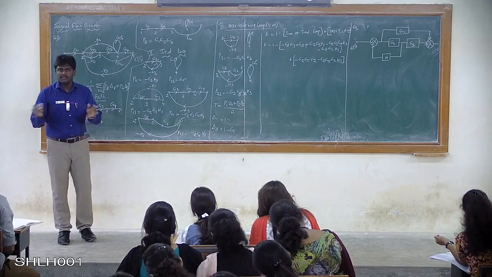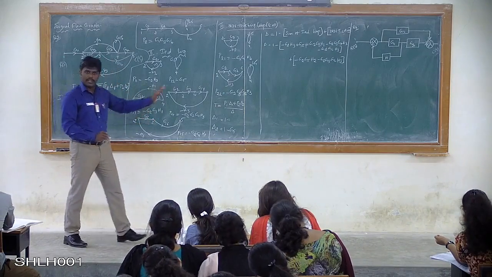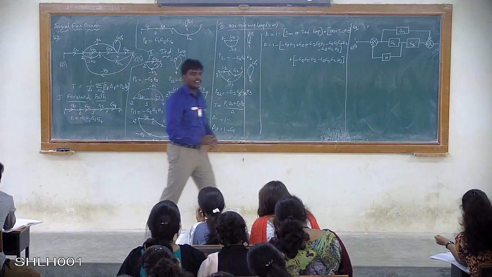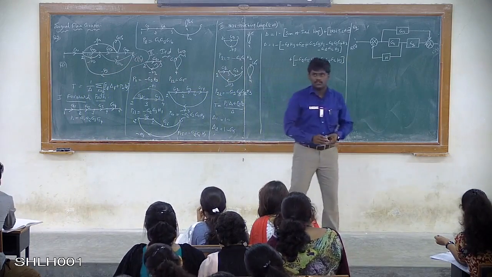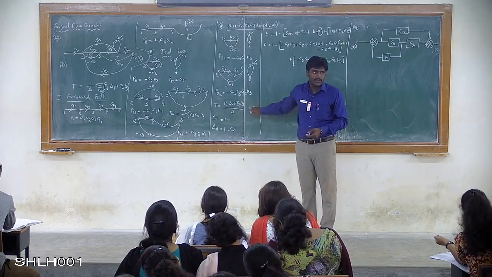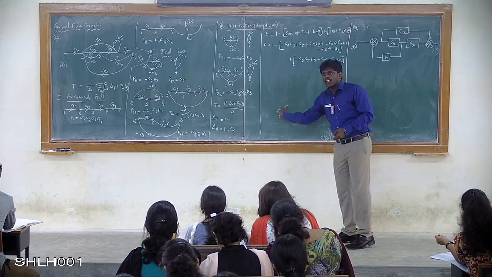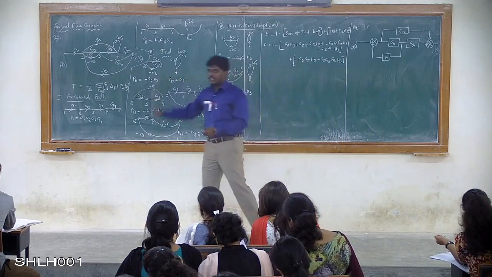Right? So we have written everything individually. What is P1, P2, del 1, del 2, as well as what del is. Now just substitute in this formula, Mason's gain formula. Then we will have the overall transfer function of the given signal flow graph.